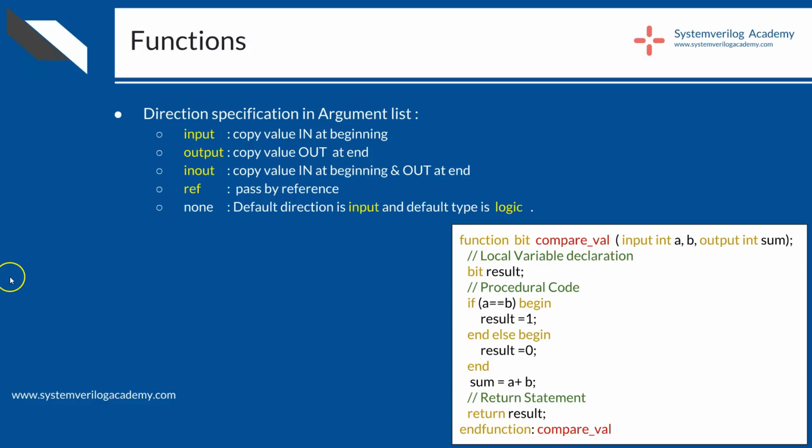If the direction is output, its value will be copied at the end of function execution from the function to the function calling place. If it is inout, both of these operations will be performed. If you specify the direction as ref, an entirely different operation will be done, which you will see in the next slide. The default direction type is input, and if you are not specifying any of these, the arguments will be of the default type, which is input, and the function will look similar to the functions in C or C++. Usually, you will use these direction specifications only for tasks and not for functions.